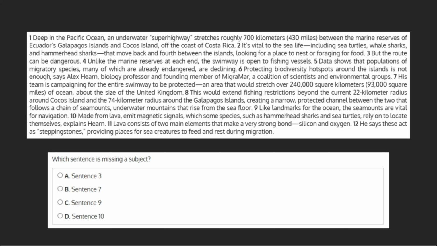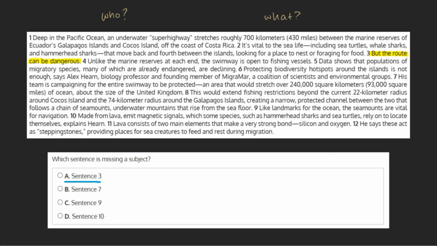Which sentence is missing a subject? Let's go through our choices and see if we can locate the subject in each one. A. Sentence 3. But the route can be dangerous. A simple way to locate the subject in a sentence is to ask ourselves who or what.